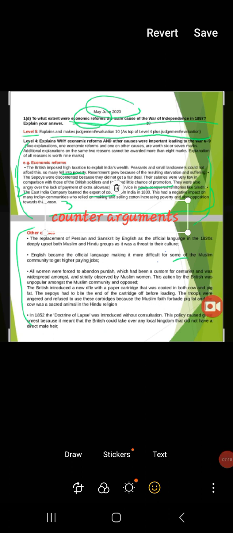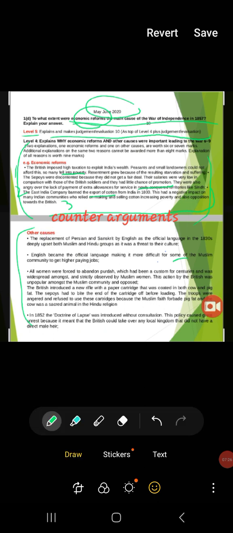Okay, now the counter arguments. The replacement of Persian and Sanskrit by the English. Here, this is what I am reading. The replacement of Persian and Sanskrit by English as official language. Another reason that caused resentment. This had deeply upset Muslims and Hindus. That is also one of the reasons that paved the way.